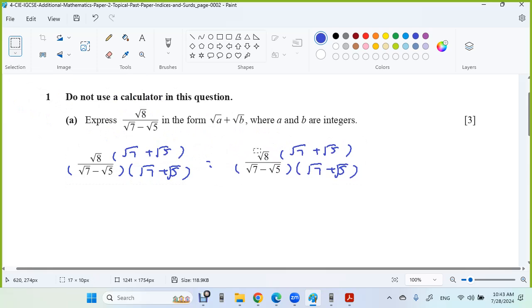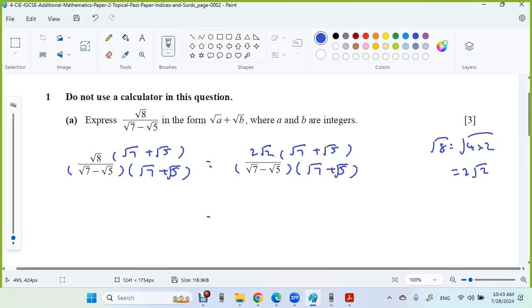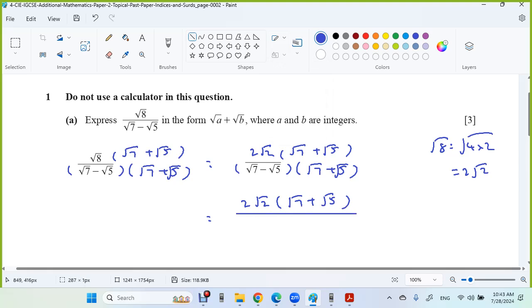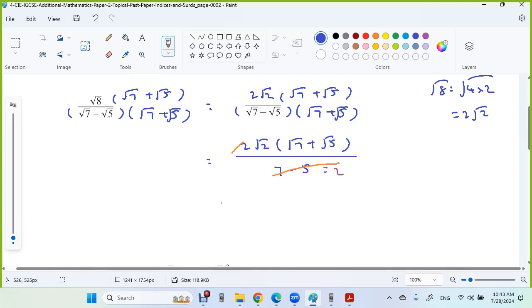The square root 8 here will become 2 square root 2. Square root 8 is the square root 4 times 2, then it's 2 square root 2. Then it will become 2 square root 2 times square root 7 plus square root 5 over the denominator, which is 7 minus 5. 7 minus 5 is actually 2, and this 2 can cancel with the 2 here, so we have the square root of 14 plus square root of 10.